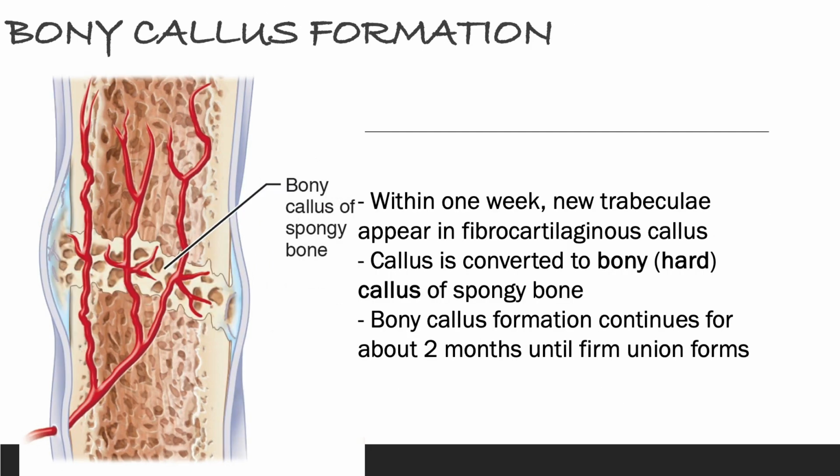All right. So for the bony callus, this happens within a week, so you start to see changes. We see new trabeculae. The trabeculae are what we see in spongy bone. If you remember from the previous slide, I mentioned spongy bone is laid down first, and even in places where there is compact bone, we're going to see spongy bone. I'm going to be talking about the histology of bone tissue after this video. And we see that the callus is converted to bony or hard callus of spongy bone. This will continue for about 2 months until firm union forms.